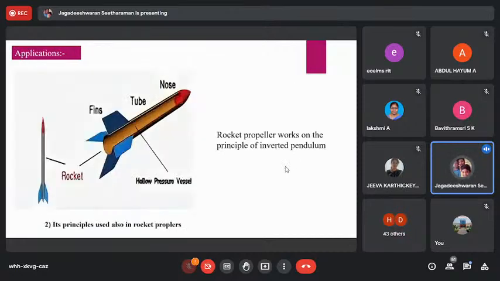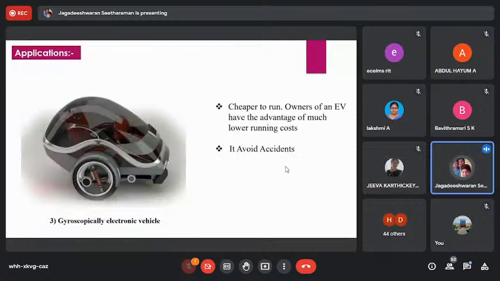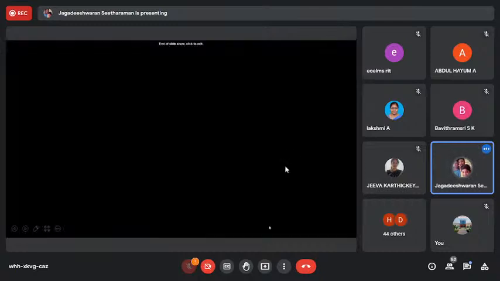It can be used in the rocket propeller. It works on the inverted pendulum problem, so it can also be used for the rocket propeller. This is the gyroscopic electronic vehicle. It can reduce the accident rate. Robotic arms can also be attached to this pick and place robot for the purpose of warehouses, hotels, malls and so on. It can be used to develop a self-balancing wheelchair for disabled persons. That's all. Thank you for this opportunity.